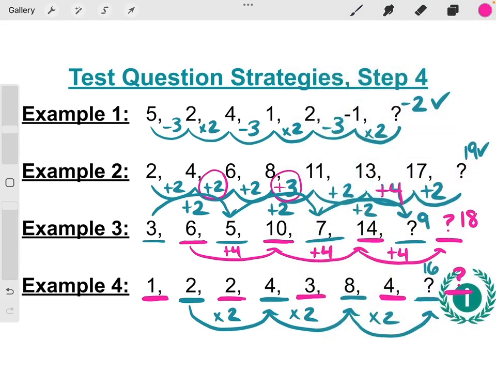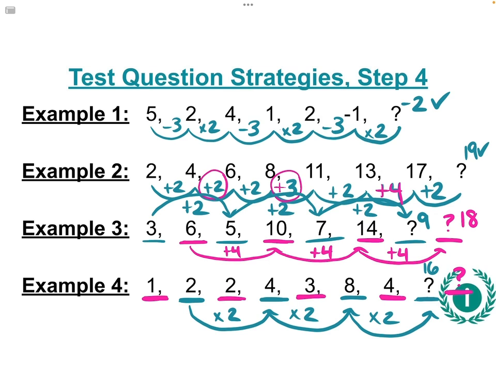Then if we go back to our other strand, we have 1 to 2, 2 to 3, and 3 to 4, which looks like just a difference of +1 each time. So our extra mystery number for learning purposes would be 4 + 1, which would give us 5, making 16 and 5 the next two numbers in our series.